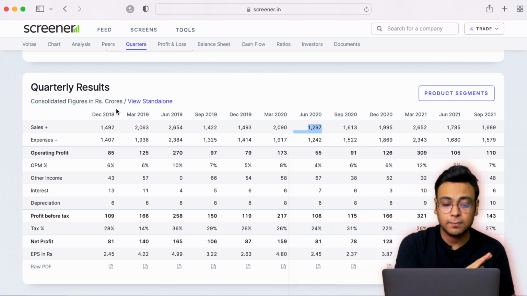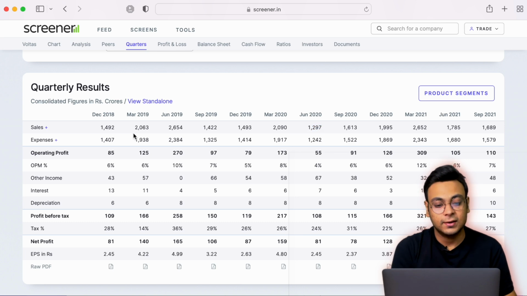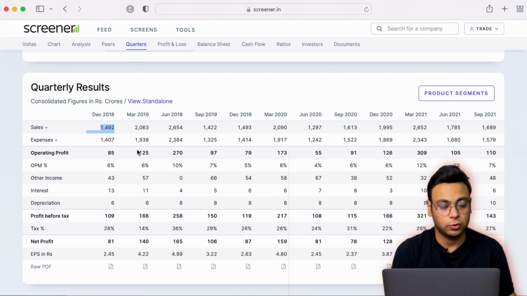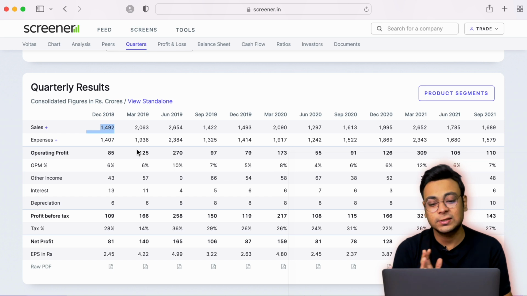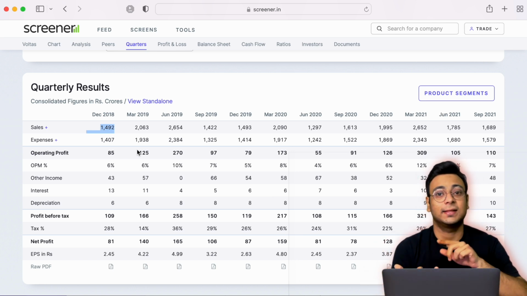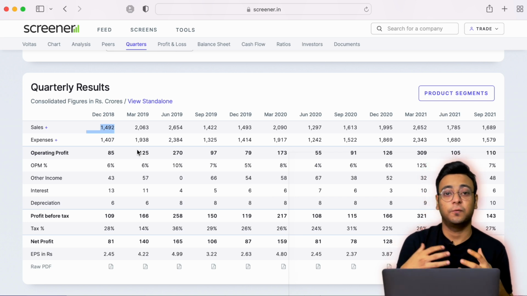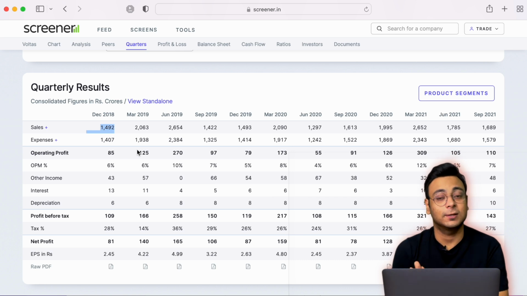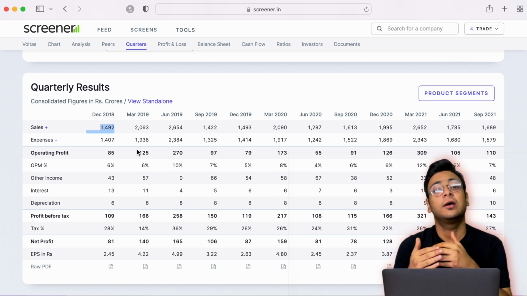Similarly, the year before that, if we again compare, here you will see March 2020, the company's sales were 2,063 crores. In June 2021, 2,065 crores, and December 1,472 crores. So this company, if you see throughout the periods, has lowest sales in the quarters of December and September. Why? Because this is the winter season. People generally do not buy AC in this period, and hence the company's sales will be lower.